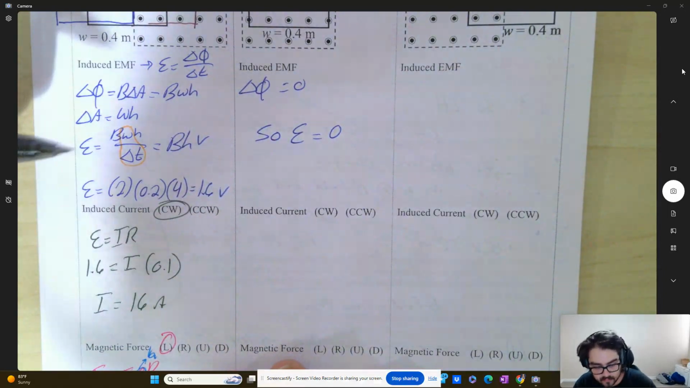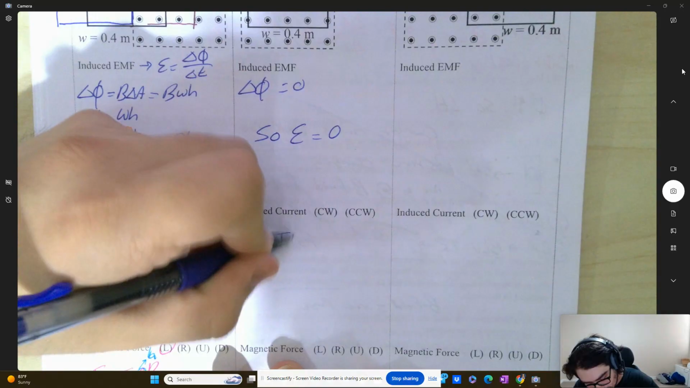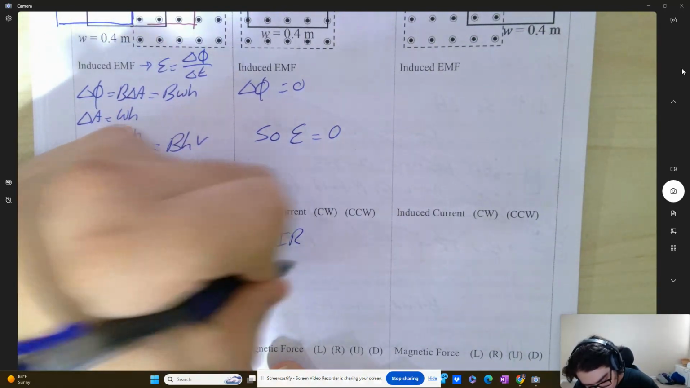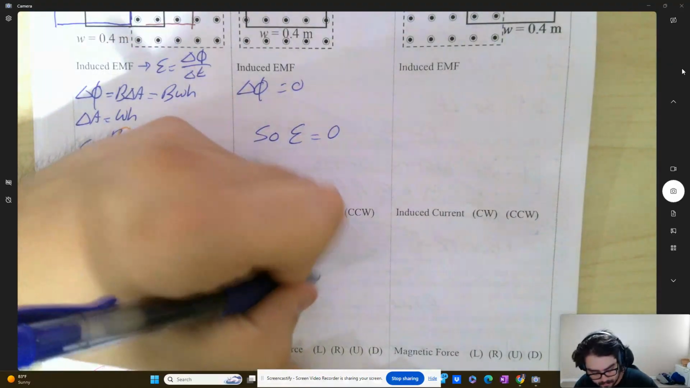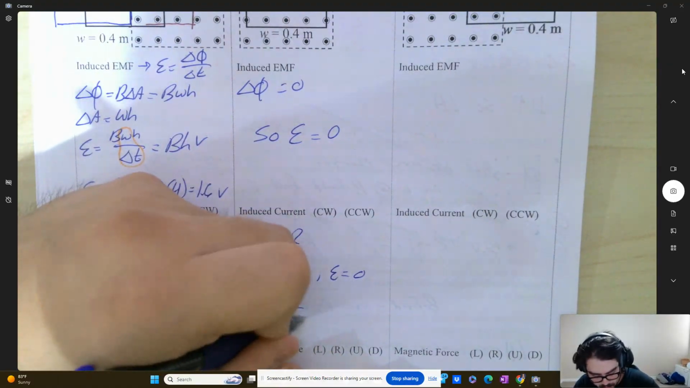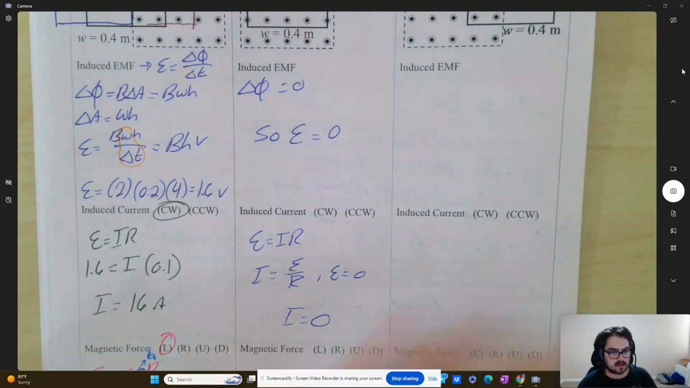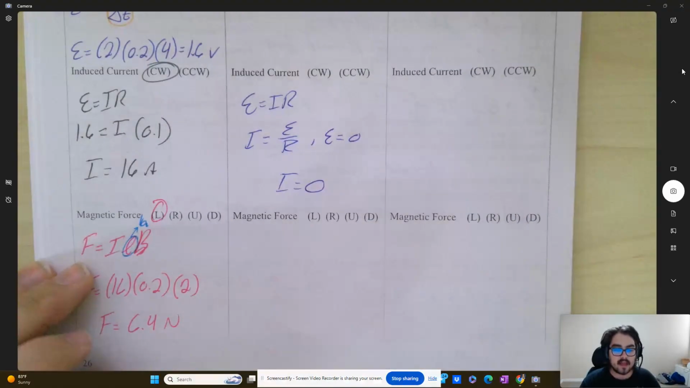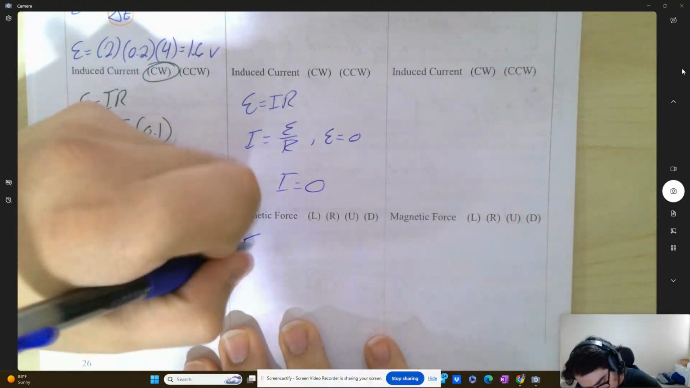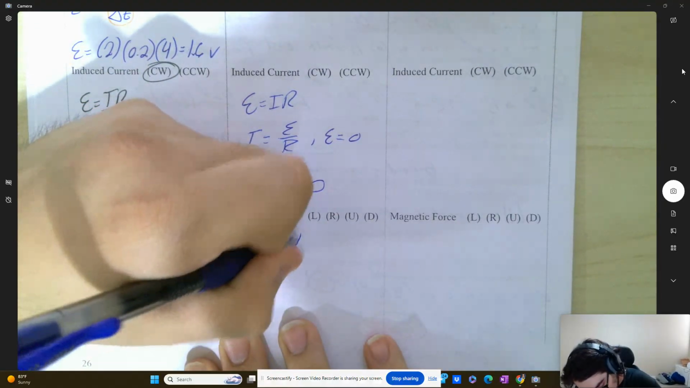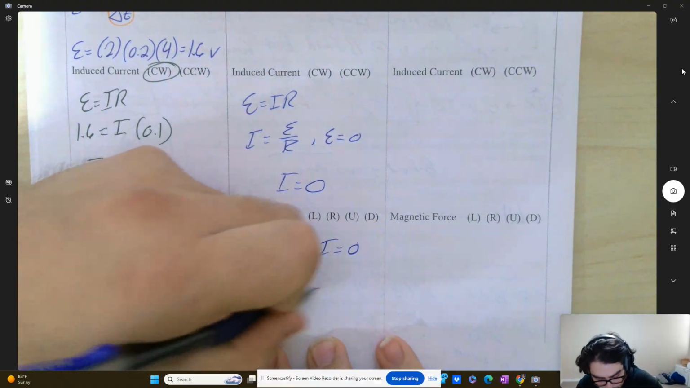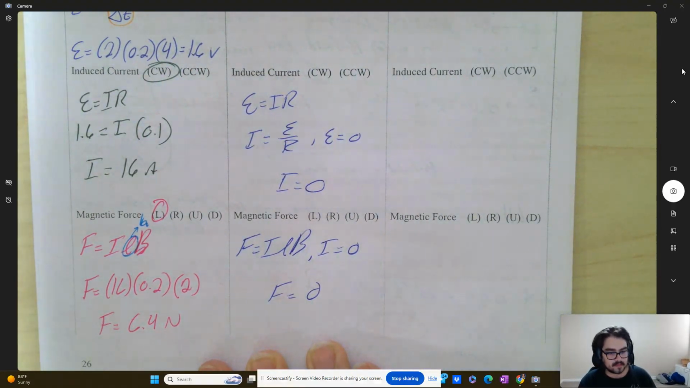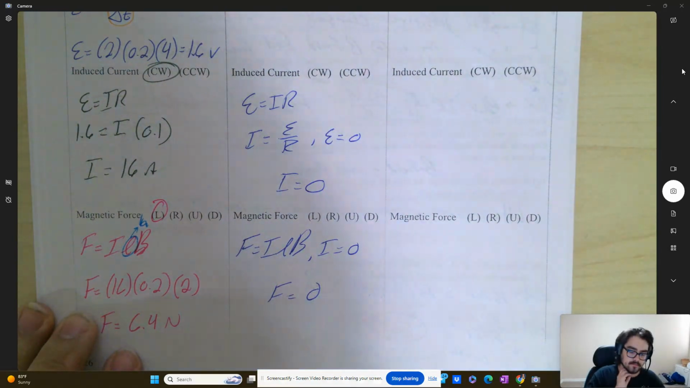Wait a minute. If you have 0 EMF, then how much current must you have? Well, epsilon is equal to I times R, and I is equal to epsilon over R. If epsilon is 0, then current must also be 0. So there's no current being induced in there. The magnetic force is F equals ILB, but I is equal to 0, we just found out, so there's also no force on it. Interesting how that works out.